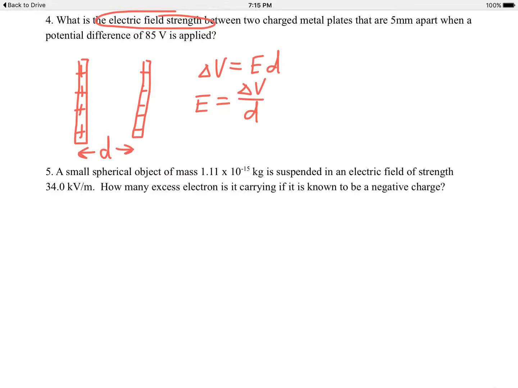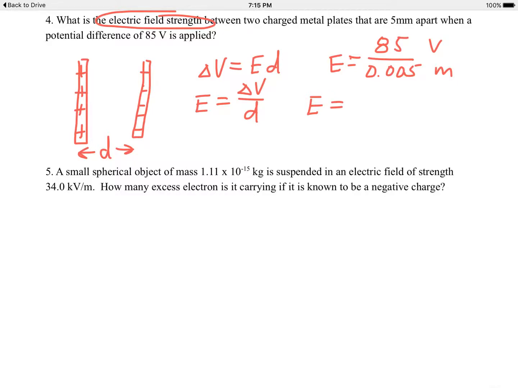So simply just plug in. I'll do it over here. Delta V here is going to be 85 volts. That's good units, proper units already. But d needs to be in meters. That's 0.005 meters. So that's volts and that's meters. And that's why sometimes electric fields are defined in volts per meter instead of newtons per coulomb. They are equivalent to one another.